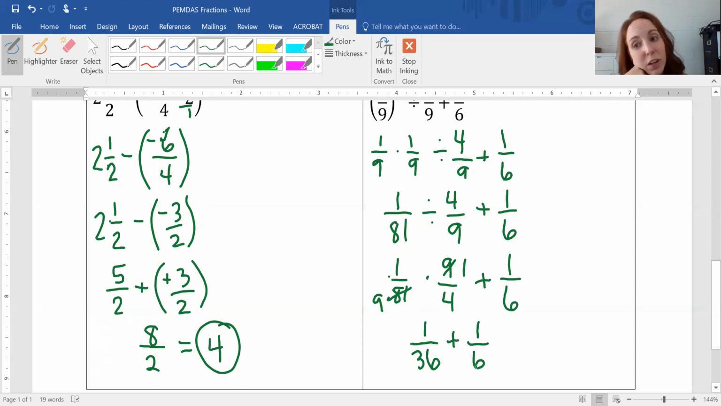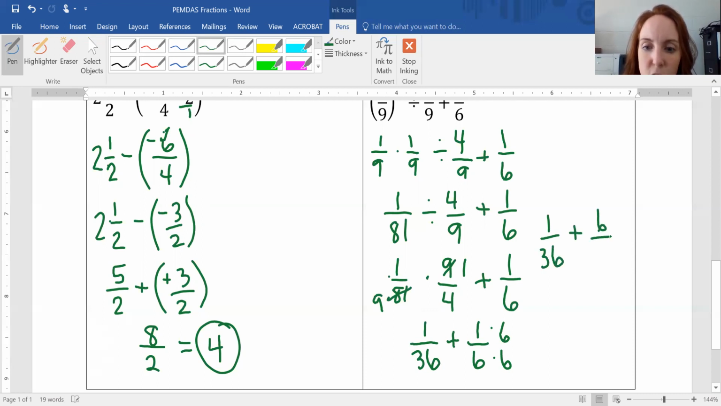When we're adding, you need common denominators. We do not have common denominators. So multiply 1/6 by 6 over 6. So we'll give you 1 over 36 plus 6 over 36. Then we can add our numerators and get 7 over 36.